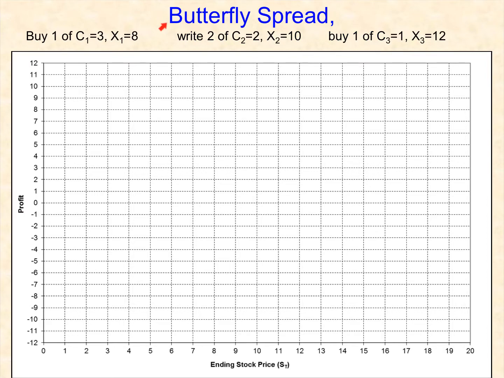So here's the chart of our butterfly spread. Again, we're going to buy the first call. We're going to write 2 of the second call. And finally, we're going to buy 1 of the third call.